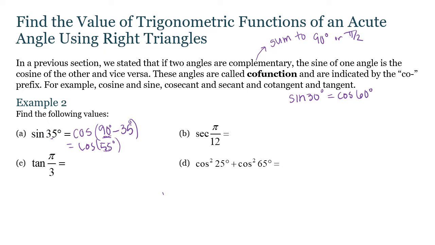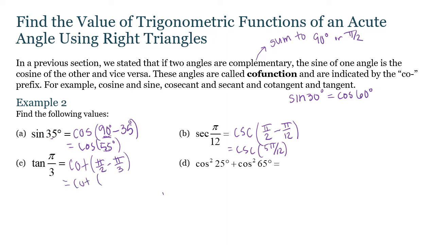Okay, so if we wanted to find the secant of pi over 12, that's going to be equal to its cofunction, which is the cosecant of, again, these have to add up to pi over 2. So we start with pi over 2, subtract pi over 12 from that, and we get cosecant of 5 pi over 12. Okay, so those are equivalent angles. The tangent of pi over 3 is going to be equal to its cofunction, which is cotangent of pi over 2 minus pi over 3, to see what's left over so that these two angles will add up to pi over 2, and we get pi over 6.